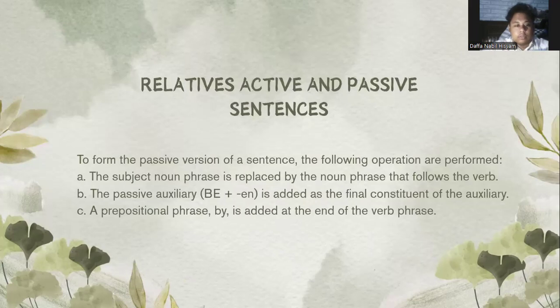To form the passive version of a sentence, the following operations are performed. The subject noun phrase is replaced by the noun phrase that follows the verb. The passive auxiliary be plus en is added as the final constituent of the auxiliary, and a prepositional phrase with by is added at the end of the verb phrase.